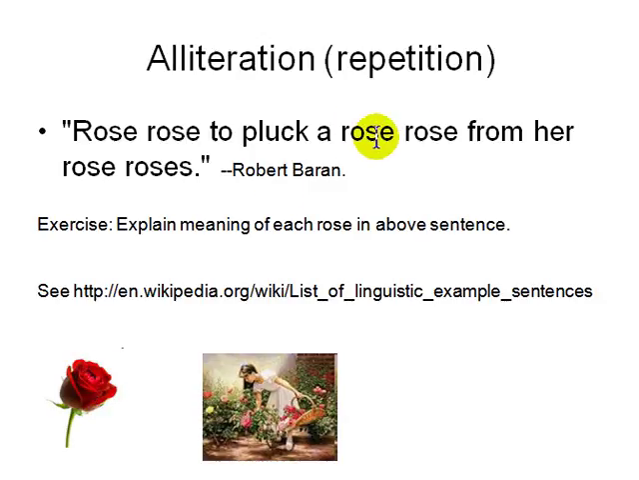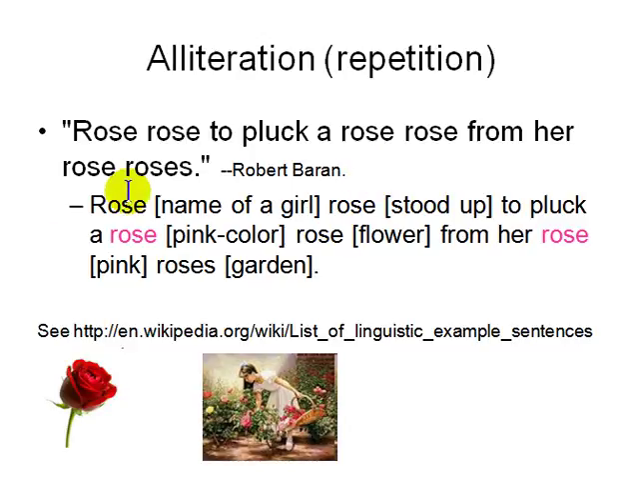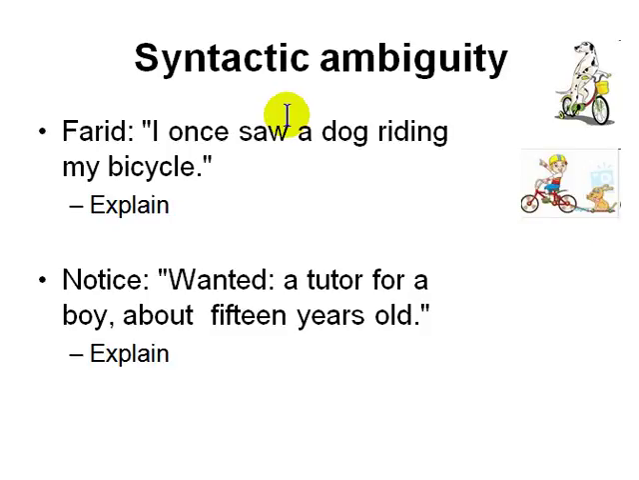Pluck a rose. No, this is rose. That must be a word modifying the second rose. So the fourth rose is actually the rose flower, and the third rose is actually the color of the rose. From a rose's, and what does this mean? Roses mean, and the last, fifth one means roses again, the color, and roses is a bunch of roses that she has out here. And it's alliteration, but the same word is repeated with multiple meanings. So again, that's a solution. Rose, name of a girl, rose, stood up, to pluck a rose, pink color, rose flower from a rose, pink roses, garden.